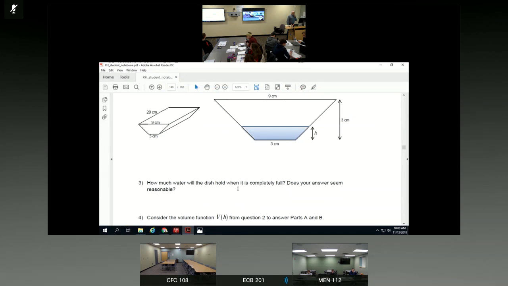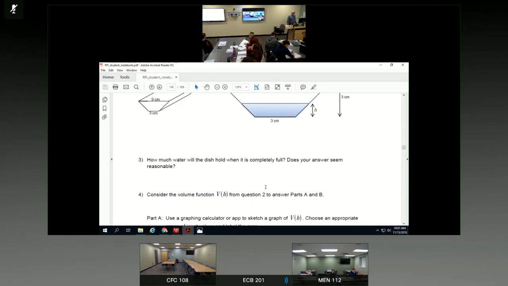The next question asks, how much does it hold when it's completely full? 360 milliliters. Does this answer seem reasonable? Okay.